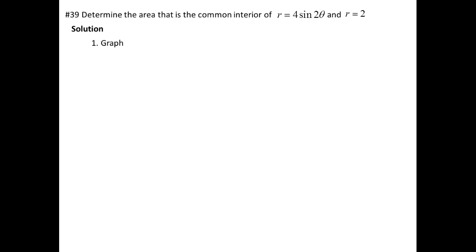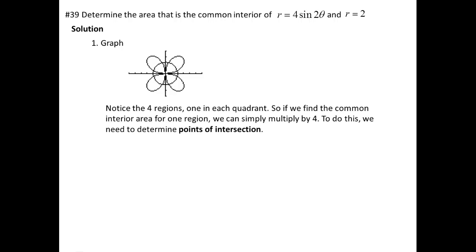So when I use my graphing calculator, again, I'm using the TI-84, this is the graph I get. And of course, my theta min is 0 and my theta max is 2 pi. So we're trying to find the area that is the common interior of this rose curve, there are 4 petals of the rose curve, and the circle, r equals 2. Looks like there's 1, 2, 3, 4 regions that we need to find the area for, one in each quadrant.